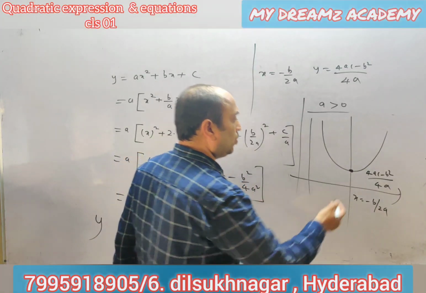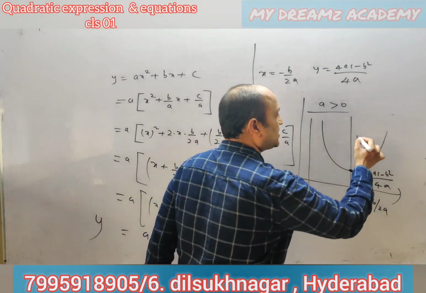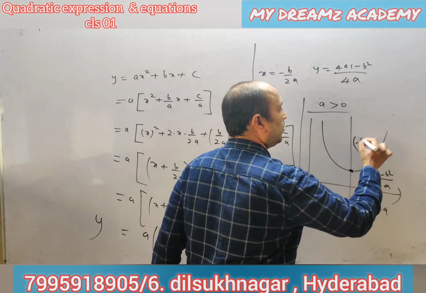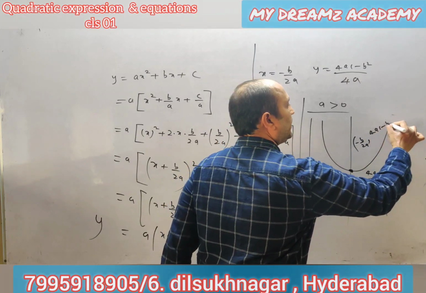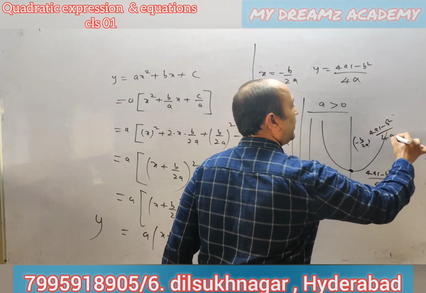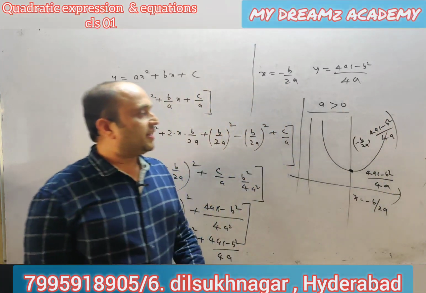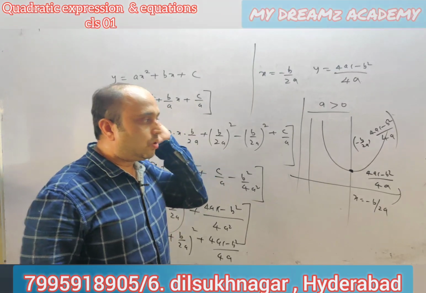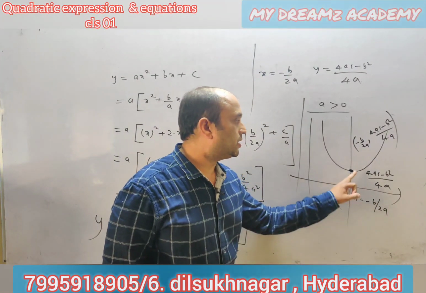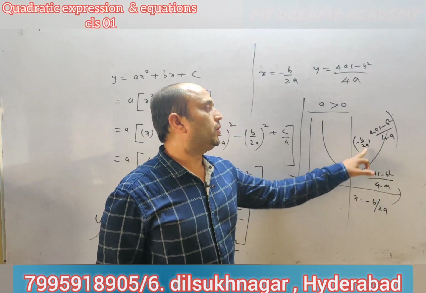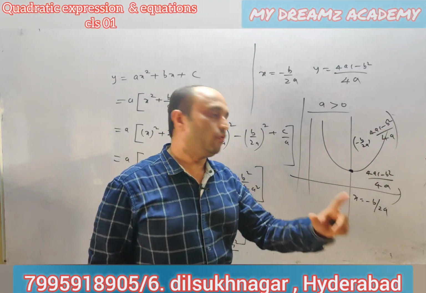So we already know this point is nothing but (minus b by 2a, (4ac minus b square) by 4a). If a is greater than 0, we have the minimum value at x equal to minus b by 2a, then this point becomes (minus b by 2a, (4ac minus b square) by 4a).